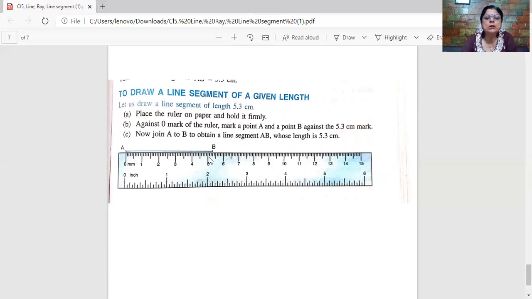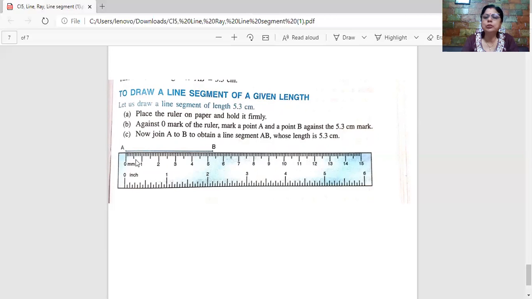Usually in a ruler, on one side it is written in centimeters, the other side is inches. Now we have to learn how to draw a line segment of a given length. We are asked to draw a line segment of length 5.3 centimeter. We place the ruler on paper and hold it firmly like this. Against the 0 point you mark A, because we'll start the counting from 0. So this is a point and we'll write here A.